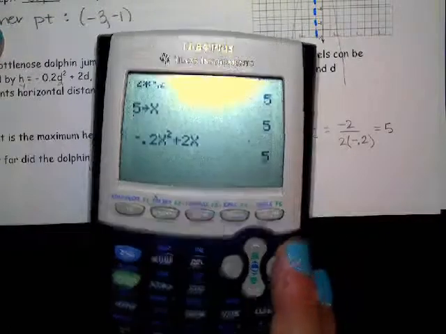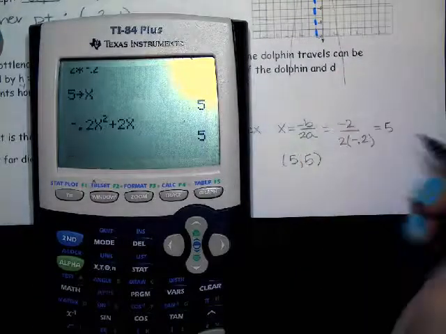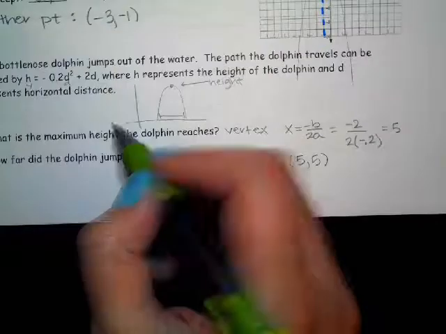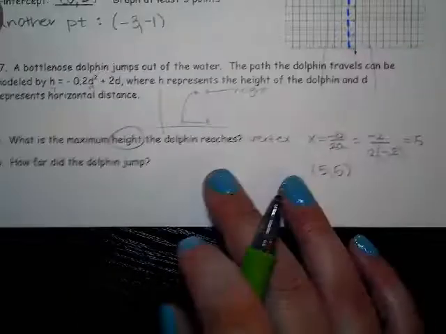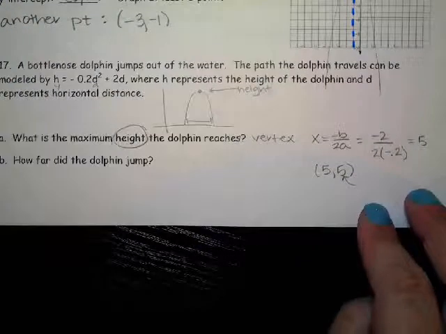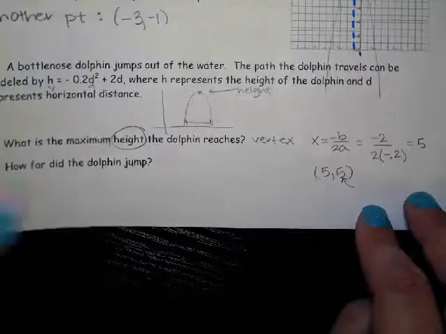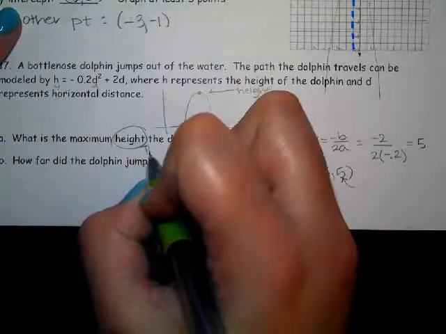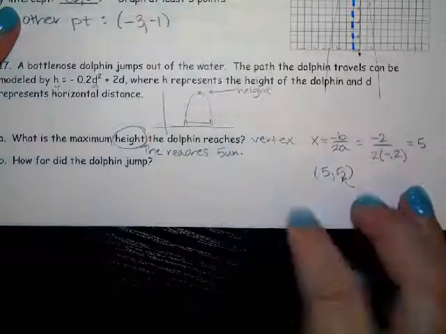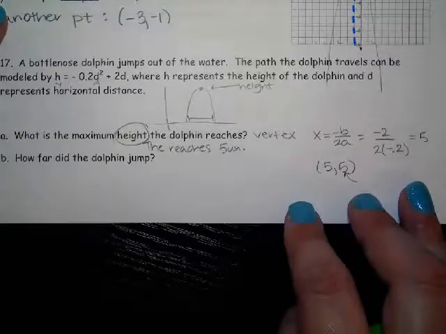Okay. Now, it says, what is the maximum height? So, which coordinate should be the answer? The y coordinate. Okay. What are the units? Does it have units? That's silly. The dolphin reaches 5. It looks like I wrote the reaches sun, but spelled it with a weird S. Okay.